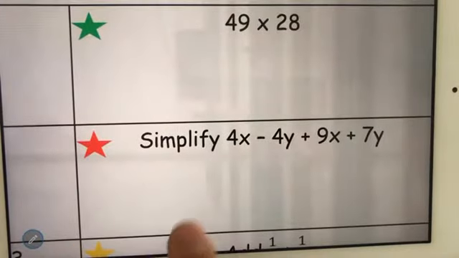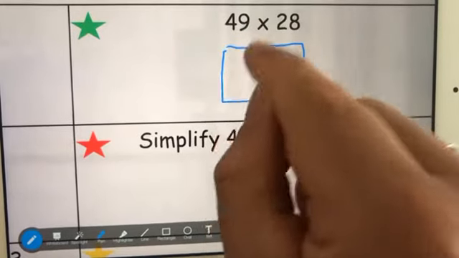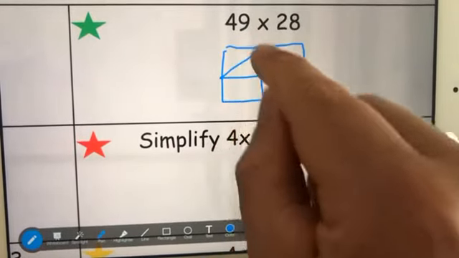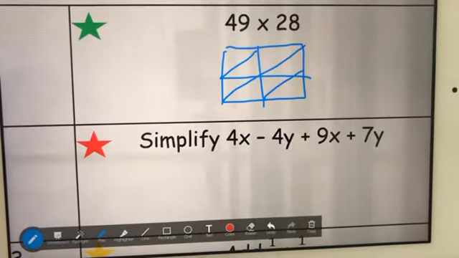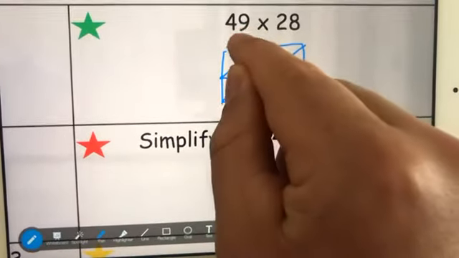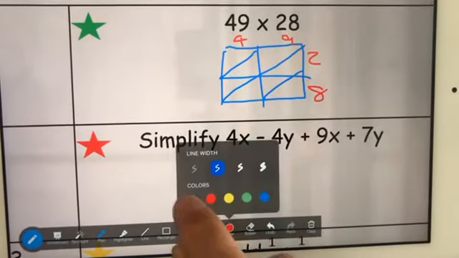Next one, I got 49 times 28. Again, use whatever method you feel comfortable with. I like the Chinese one. I think it looks nice, and it's very difficult to get wrong. So I got 49 times 28. I'm going to do the inside bits in black.